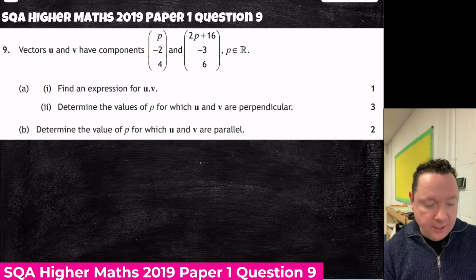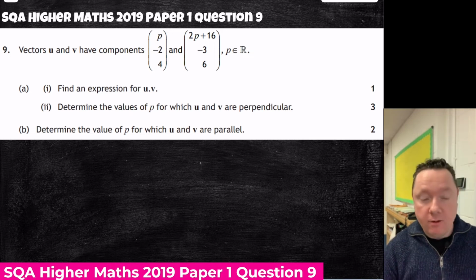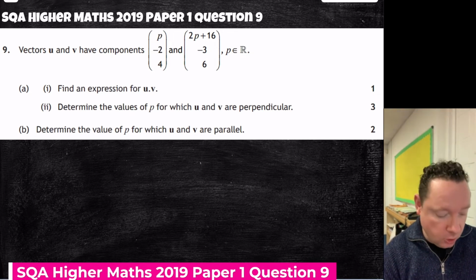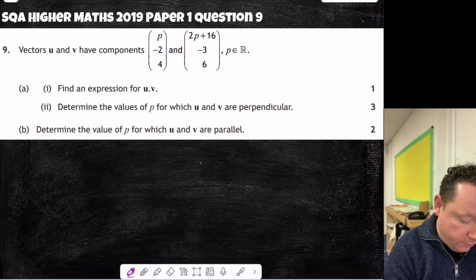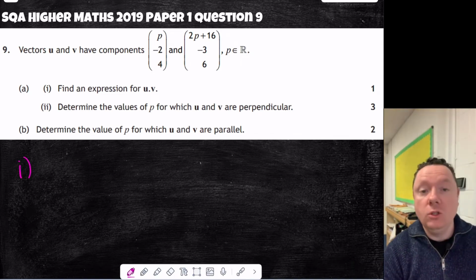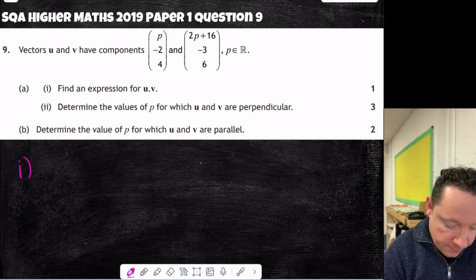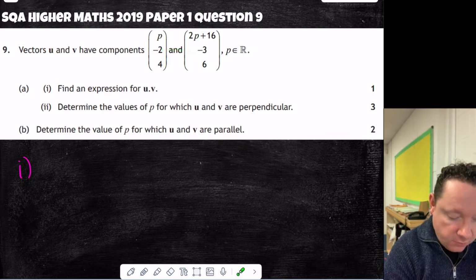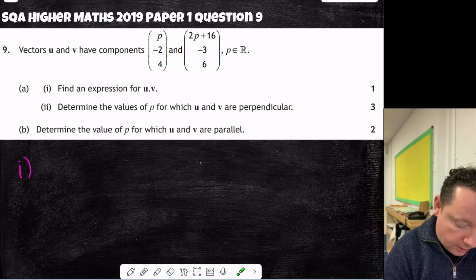SQA Higher Maths 2019, Paper 1, Question 9 on vectors and scalar product. Vectors u and v have these components, where p is a member of the real numbers. Find an expression for u dot v for part 1. Well, u dot v is told to you at the start of the exam paper. If you forget, it's either got an angle in it, or it is times each element, then plus the second element, then plus the third element, all times together. So I can just write that down.